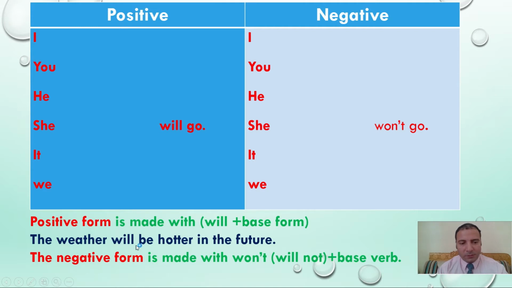The weather will be hotter in the future. The negative form is made with won't. Won't means will not plus the base verb.